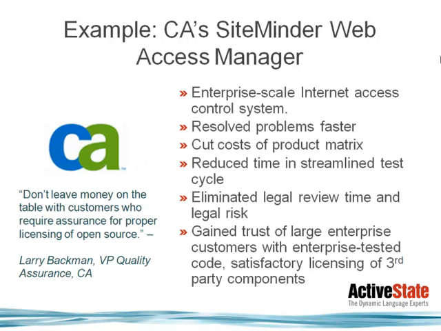So moving to the next slide, I want to give you an example of a company that we've worked with a number of years that combines both OEMing from a development perspective and OEMing from a management perspective. So this is Computer Associates, or CA, and it's their SiteMinder product. It's a web access manager. It's an enterprise scale internet access control system. And they approached us because they needed to be able to resolve problems faster. So that's why they went with the ActivePerl distribution.